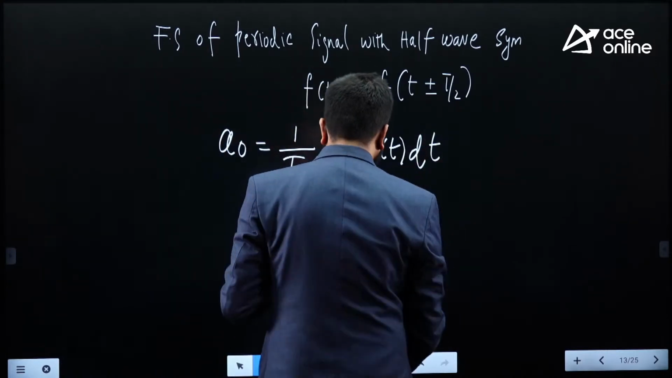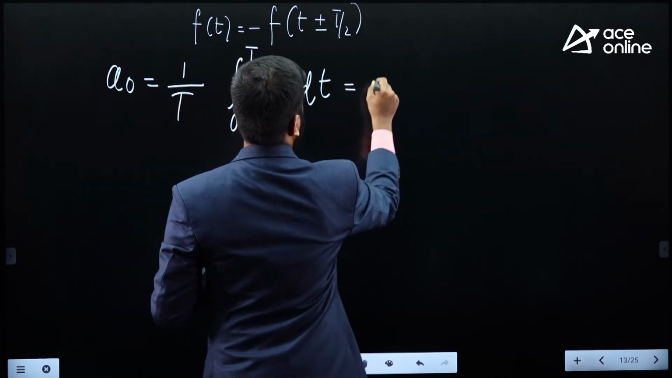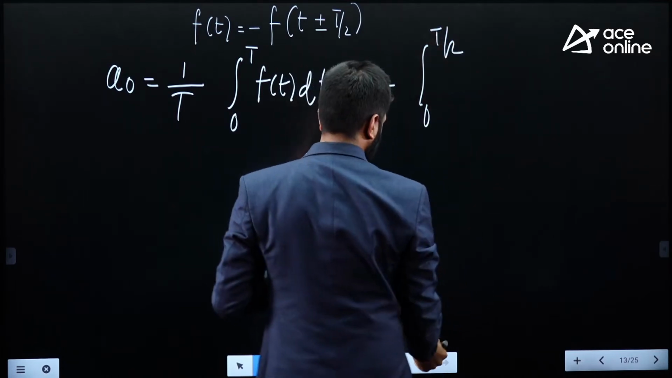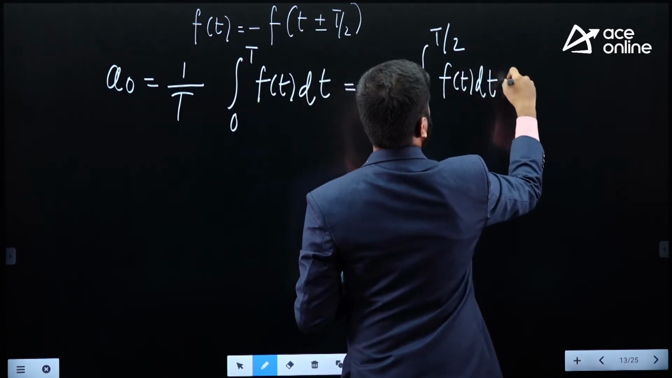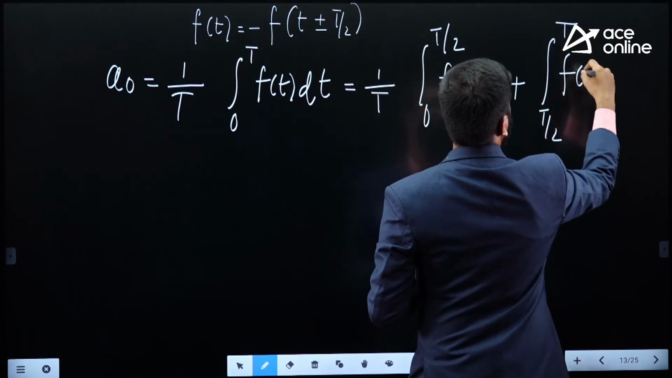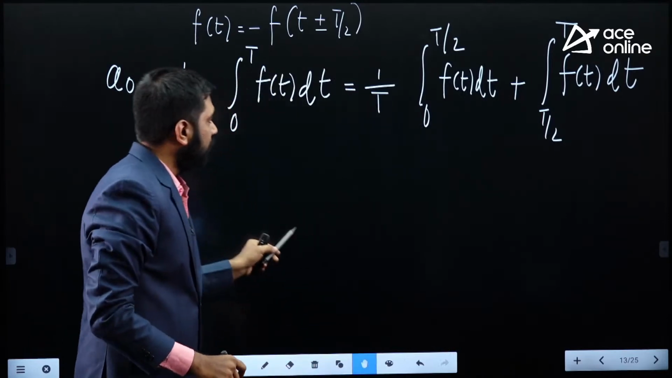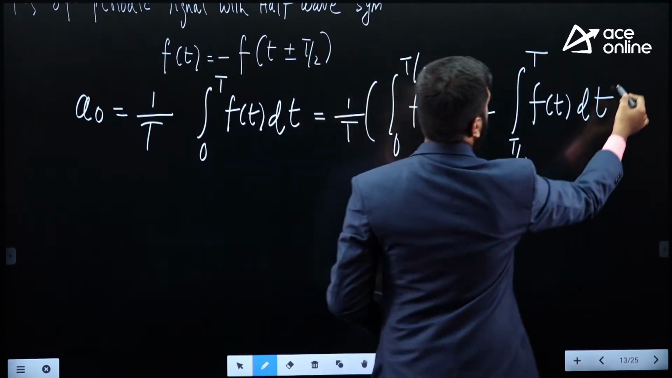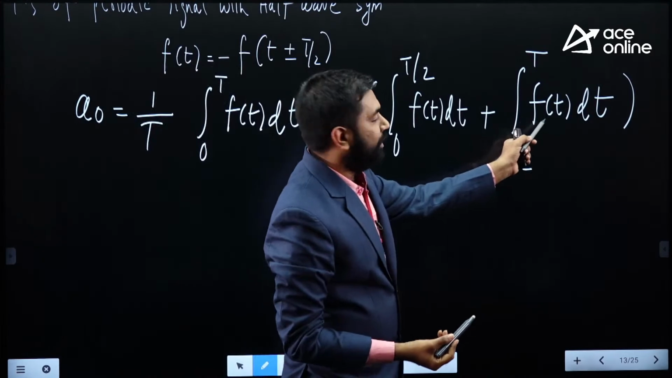Can I split this in the following way? That is 1 by T, integral 0 to T by 2 of f of t dt plus integral T by 2 to T of f of t dt. I can split like this. Now have a look at this. There are two terms involved here. One is from 0 to T by 2, the other is from T by 2 to capital T. I'll try to simplify this part now.